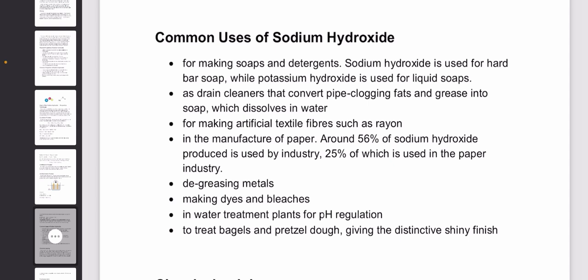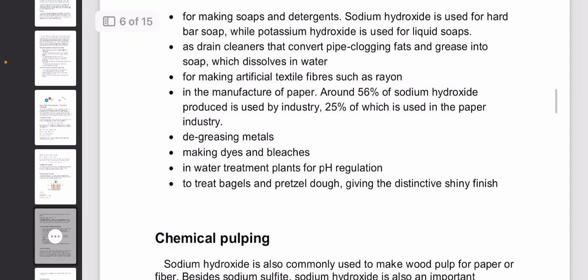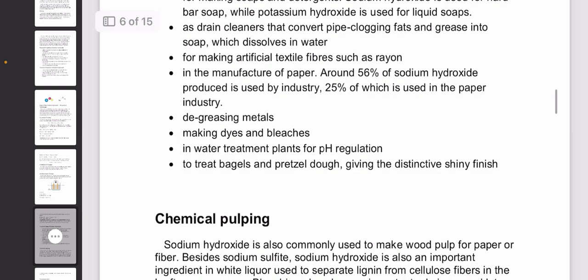Sodium hydroxide is used for hard bar soaps, while potassium hydroxide is used for liquid soaps. As drain cleaners, it converts pipe-clogging fat and grease into soaps, which dissolve in water. It is used for making artificial textile fibers such as rayons, and in the manufacturing of paper.